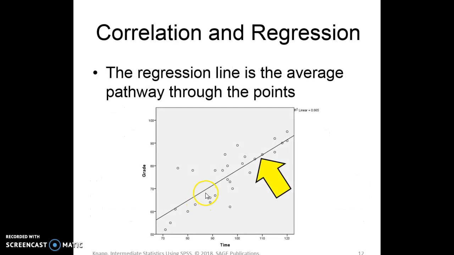This is a regression line drawing. Here's the regression line through the data. It's the same thing we looked at, time and grade. And they say the regression line is the average pathway through the points. It is. That's exactly what it is. They use a method called the least squares method, but that just turns the negative side of the line up positive and measures all the distances and finds the line that you could put in there that will be closest to all these points.